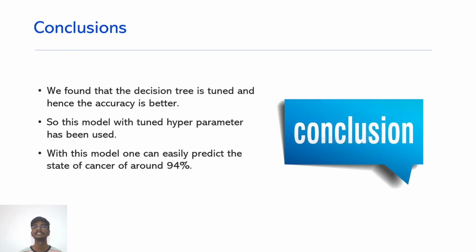Next, conclusion. We found that the decision tree classifier is the best tuned algorithm for our particular use case, the classification of breast cancer. This model, with the hyperparameters tuned with the help of GridSearchCV, has been used to get better and higher results. And finally, we got an accuracy of around 94%. So we can trust the model for around 94%.